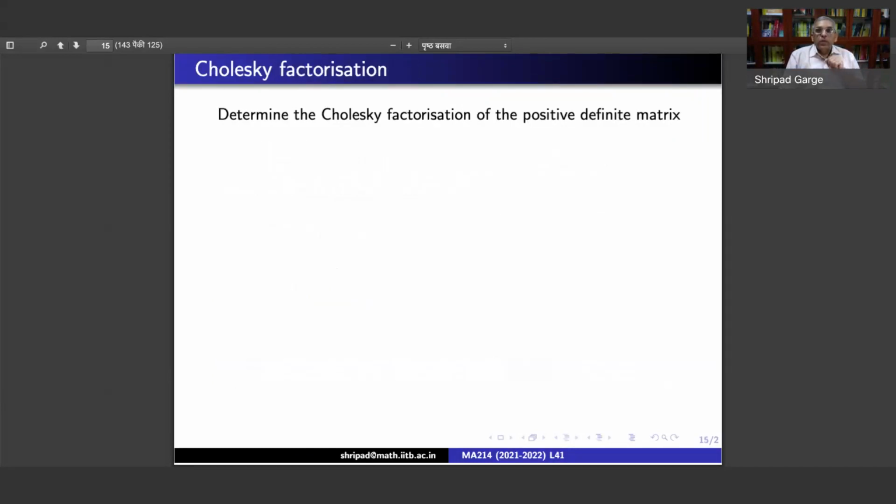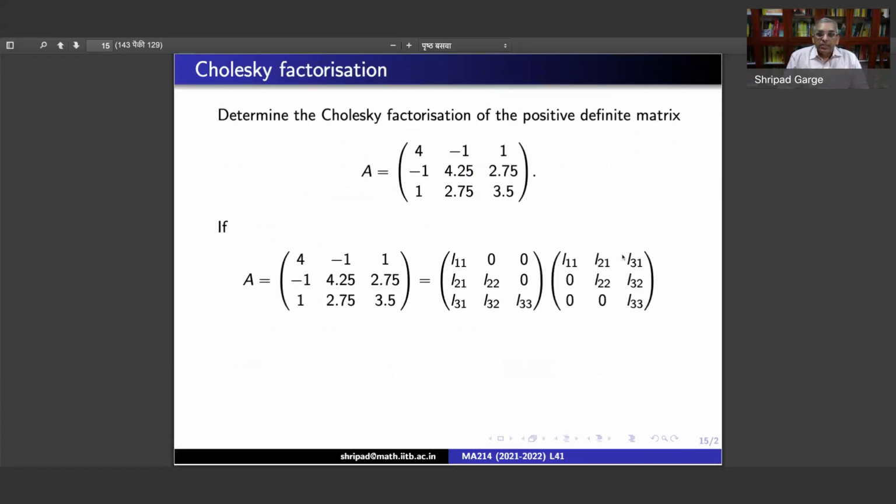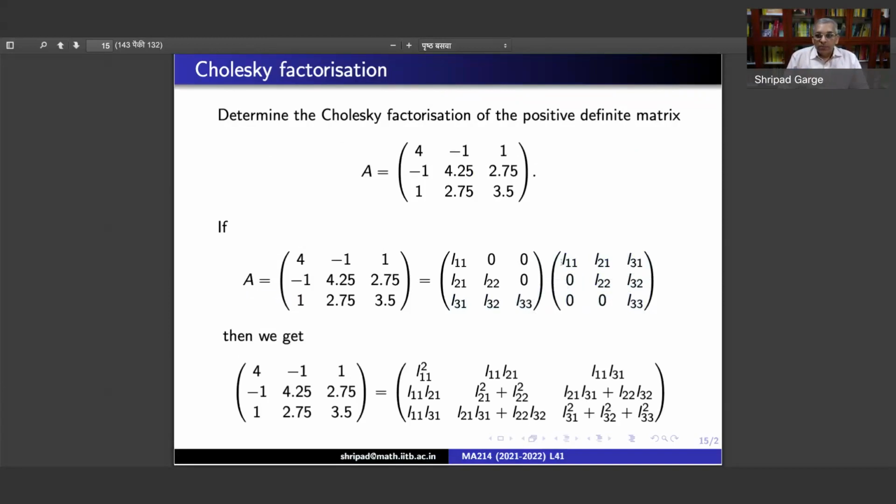So now, to end our lecture, let's try to compute the Cholesky factorization of this particular positive definite matrix. Okay, so we have written it as the lower triangular matrix into the transpose of that lower triangular matrix, and we just compute the products on the right. So let me just explain it to you. First of all, we have a lower triangular matrix L, and you are multiplying by L transpose, so you are going to get a symmetric matrix. Therefore, to solve, we look at only the lower triangular part.